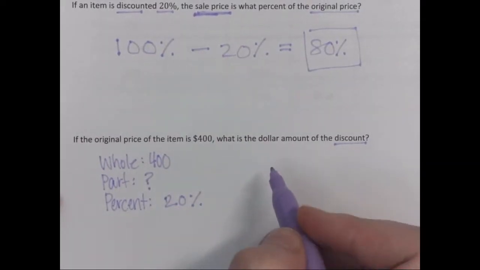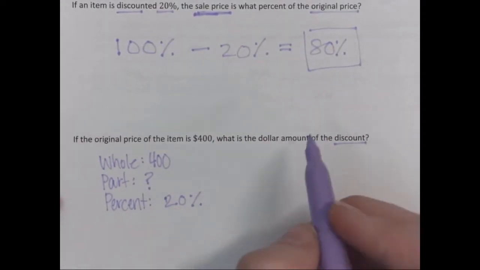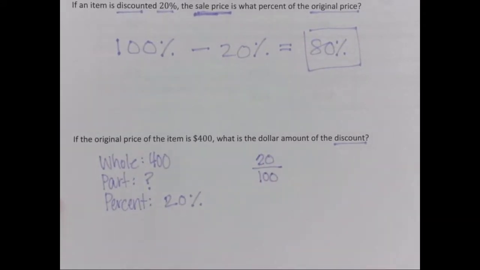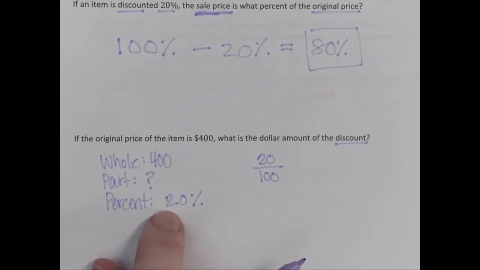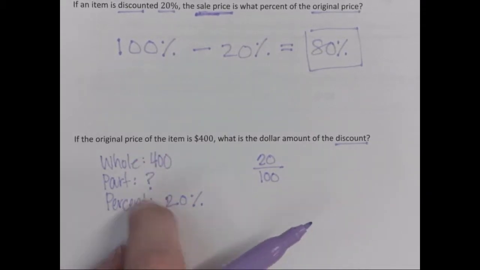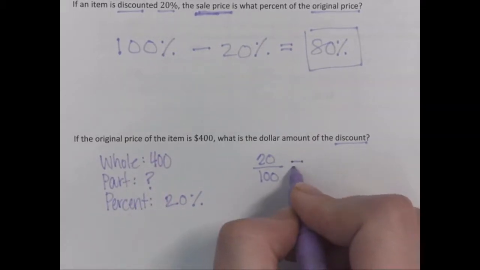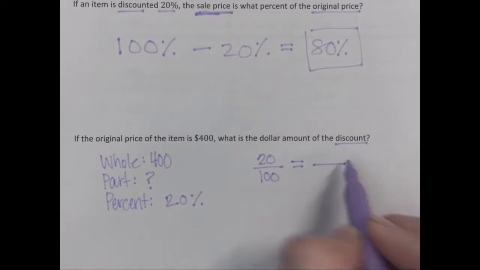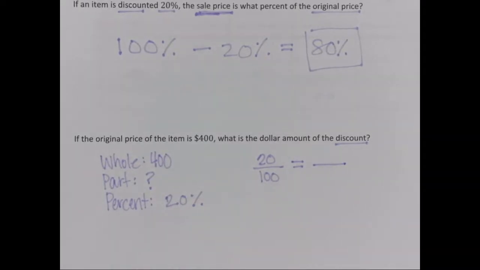What fraction can I start with? Coral. 20 over 100? Mm-hmm. And why'd you choose that fraction? Because it can be over 100. Yeah, we can make a complete fraction out of the percent. We can't make a complete fraction out of the part and whole because we don't know the part. Okay? The whole goes where? Top or bottom? The whole goes on the bottom. The whole is the denominator. And the whole in this problem is $400.